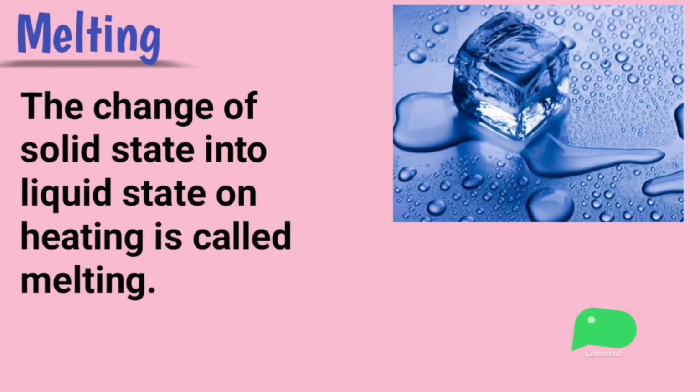Melting. Ice is a solid. When it is kept at a warm place, the movement of molecules in ice increases and they become free from the rigid form. They become loosely packed and form water. The change of solid state into liquid state on heating is called melting.